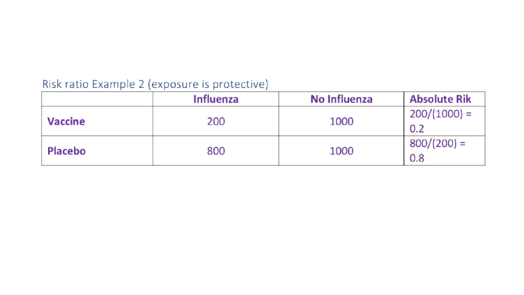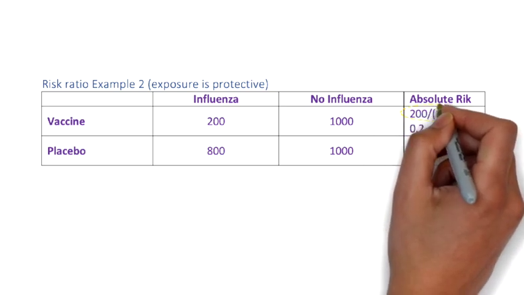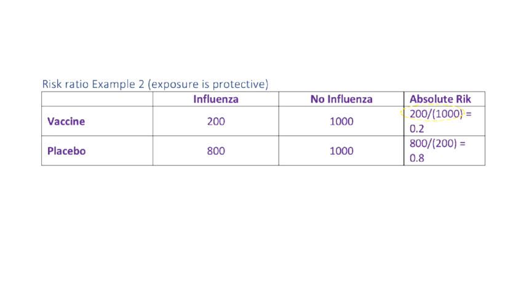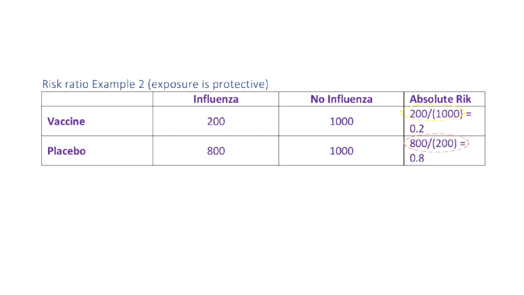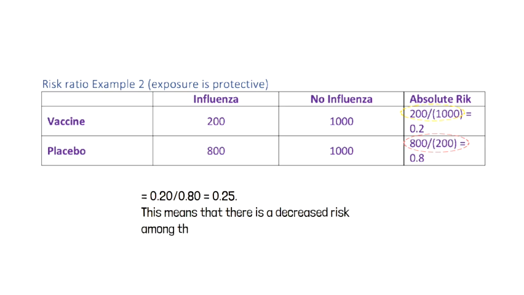Sometimes the exposure can also be protective. A trial was done to compare how often vaccinated and unvaccinated subjects become unwell with influenza during flu season. If 200 of 1,000 participants in the vaccinated group become infected, then the risk or probability of disease in the vaccinated is 0.2 or 20%. If 800 of 1,000 subjects in the unvaccinated group become infected, then the risk or probability of disease in the unvaccinated is 0.80 or 80%. The risk ratio in this example is 0.20 over 0.80, which equals 0.25. This means that there is a decreased risk among those vaccinated, that is, exposure is protective.